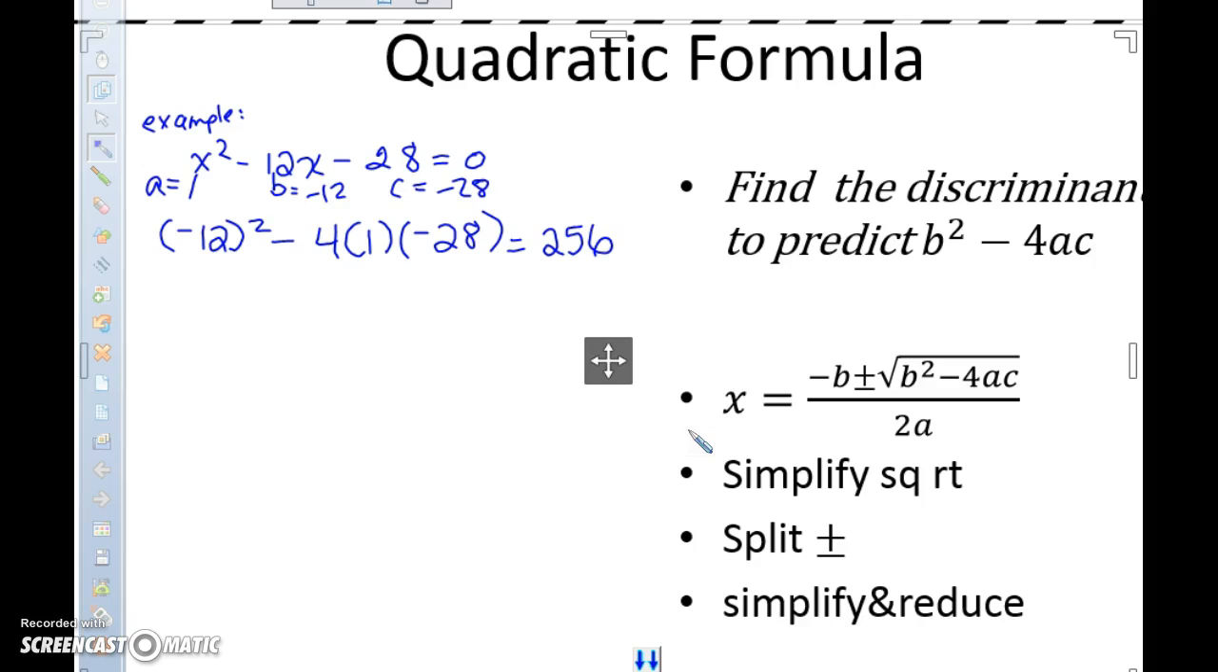Okay. So it's positive. What does that tell us about our answers? Are they real or imaginary? Real. How many are we going to have? 2. So 2 real solutions. So we're going to keep that in our minds here. I'm going to do it in pieces so it's not as overwhelming.